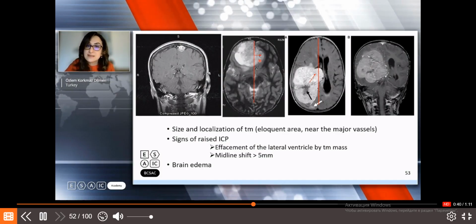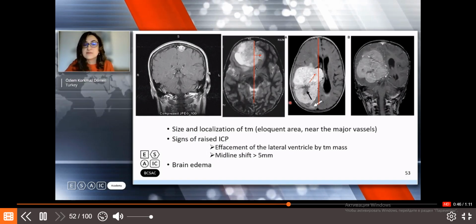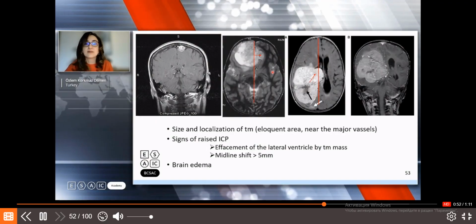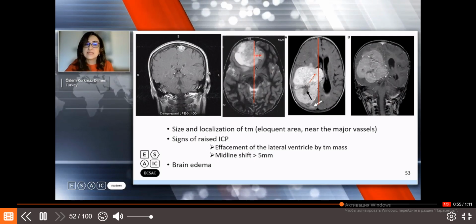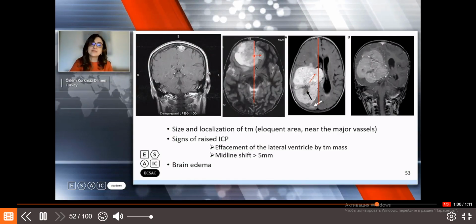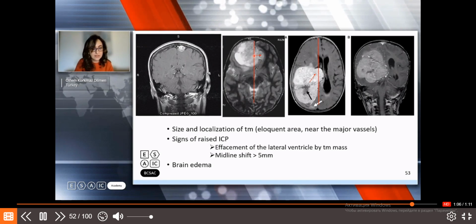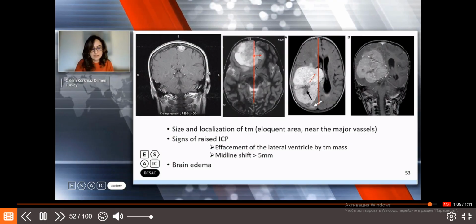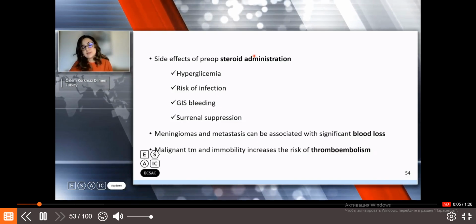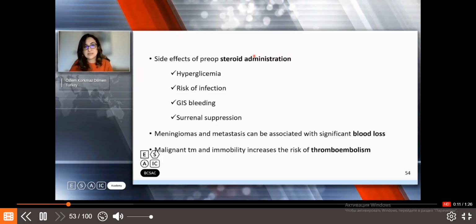Signs of elevated ICP should be assessed on the preoperative images. Effacement of the lateral ventricle by the tumor mass, and also midline shift of more than 5 mm are the signs of raised ICP. Besides this, brain edema should be assessed, and those patients need steroid treatment. Generally, brain tumors that cause intracranial edema need steroid administration.